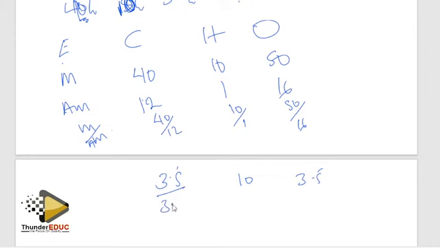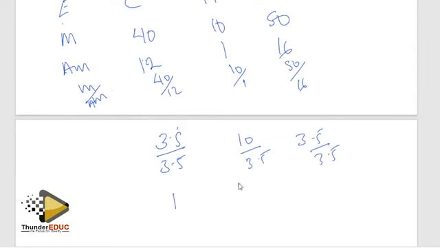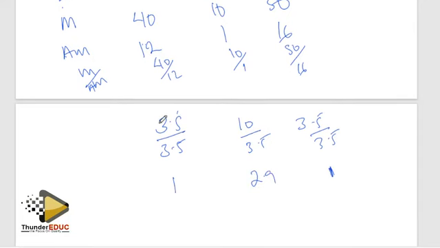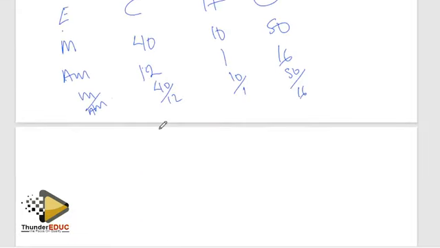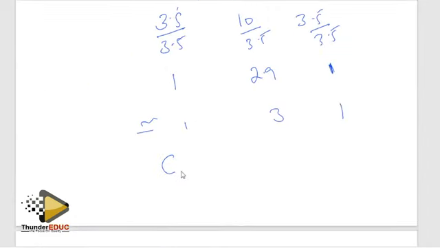So you divide by the smallest, 3.5. You see? Here you divide by the smallest. Here you get 1. Here you're going to get maybe 3, or 2.7, maybe 2.9 or 2.8, whatever. And then here is going to be 1. You understand? So now you say this is approximately 1, this is approximately 3, and this is approximately 1. So you substitute here: C is 1, H is 3, and oxygen is also 1.